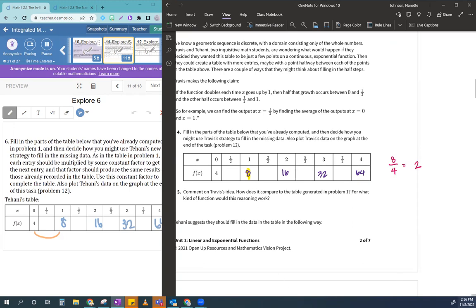Yeah, my clock is wrong. Oh, it is time for us to go. Okay, let me just finish this.